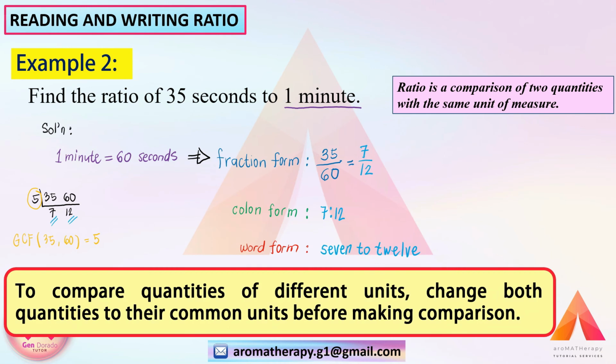Please take note of this. In comparing quantities of different units, we need to change both quantities to their common units before making the comparison. In this case, to make it easy, I just changed one unit so that solving is faster. 1 minute to 60 seconds. If we changed the 35 seconds to minutes, it would take longer. So for your convenience, I just used 1 minute to make it faster. Understood? Okay. Clear? Sure? Okay.